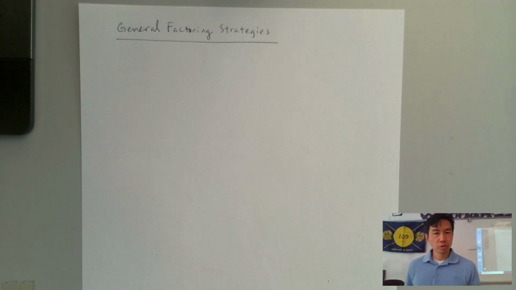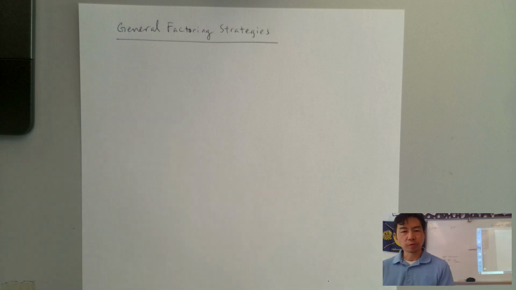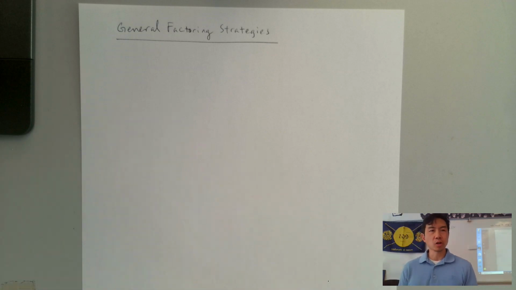So I've created sort of a flow chart for you to follow when you're trying to factor a polynomial, and you just follow the flow chart, and if you follow it every step of the way, you should be able to factor whatever the polynomial is completely and not partially.